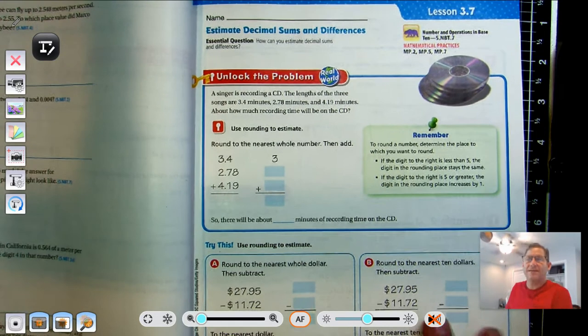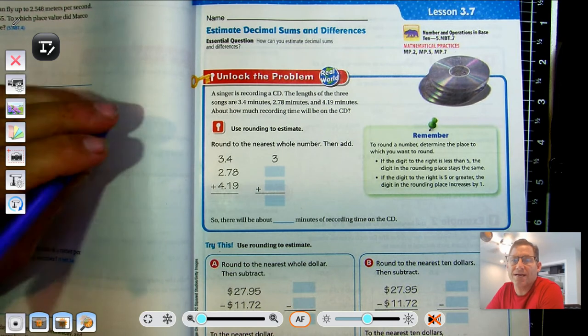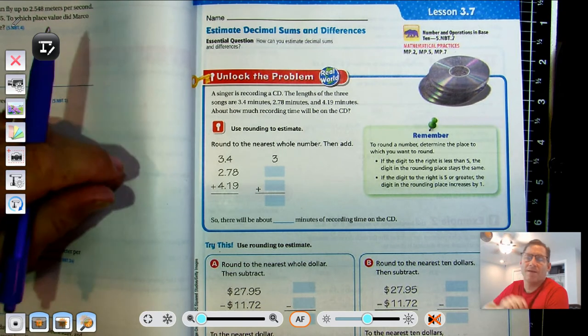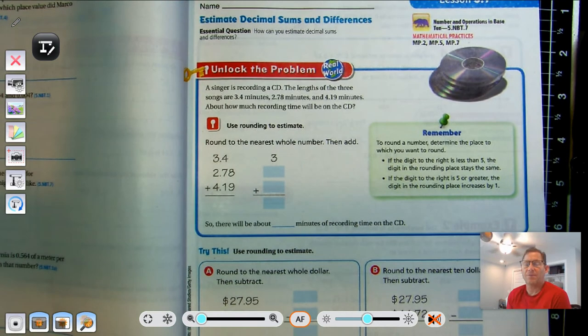Hello, everybody. Today's lesson 3.7, estimate decimal sums and differences. Basically, our essential question that we should be able to answer by the end of our lesson today is how can you estimate decimal sums, addition, right, and differences, subtraction? So, how can we estimate? And we're on page 135 of the fifth grade Go Math textbook.